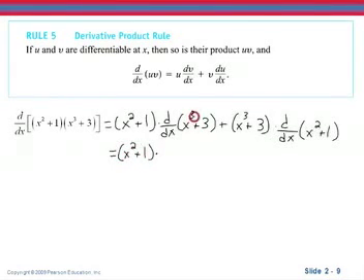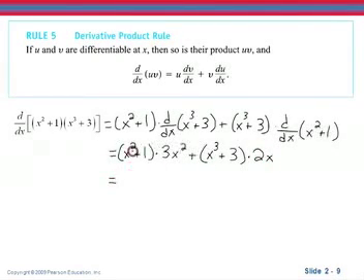So I have x squared plus 1 times the derivative of x cubed plus 3. The derivative of x cubed is a power rule, so that is going to be 3x squared, and the derivative of 3 is 0, so we have just 3x squared. Plus x cubed plus 3, our second function, times the derivative of the first. The derivative of x squared is a power rule, so that's 2x. The derivative of 1 is 0, so our derivative of x squared plus 1 is just 2x.